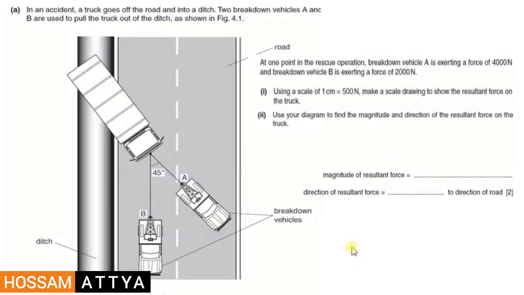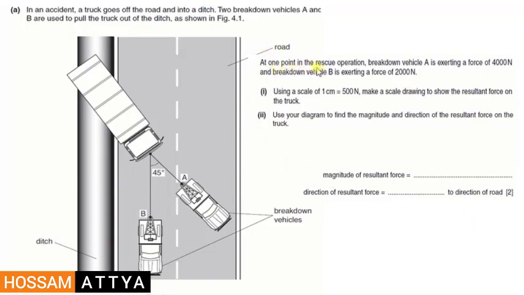But what about if the forces subtend an angle between them? Like here, in an accident, a truck goes off the road and into a ditch. 2 breakdown vehicles, A and B, are used to pull the truck out of the ditch, as shown in figure 4.1. This is the road right here.